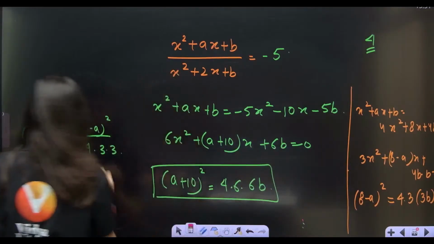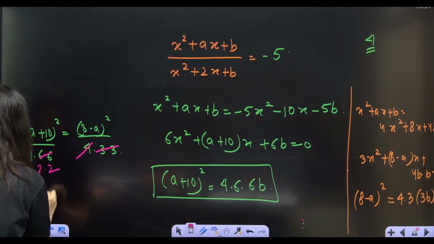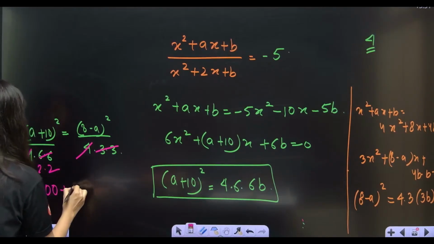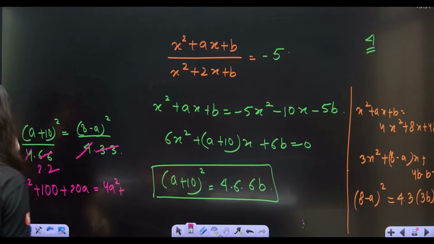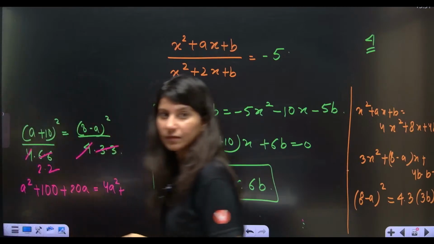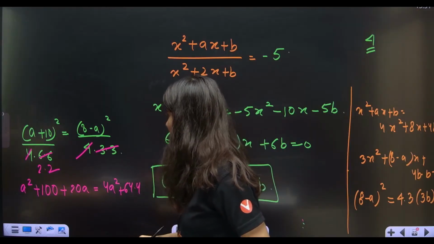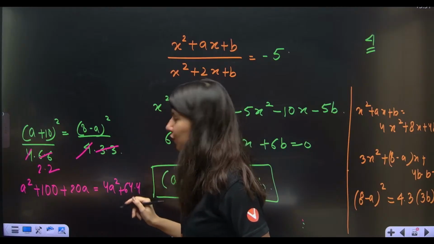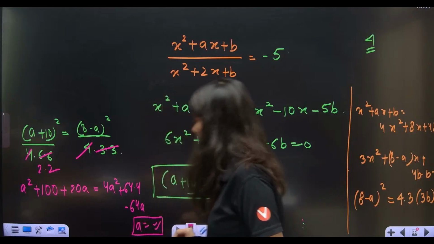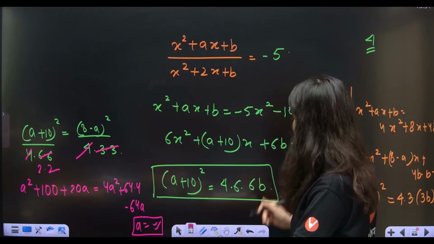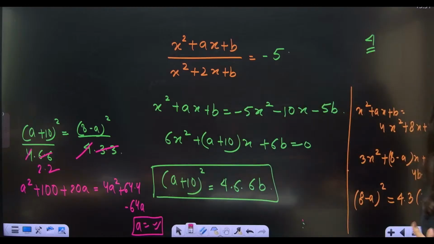Obviously, 4 cancels. 3 and this is 2. So a square plus 100 plus 20a is equal to 4a square plus 64 into 4, and minus 16 into 4, so minus 64a. So from here you can get the value of a. And once you get the value of a, you will get the value of b also and your question will be done. Okay. Yes, this was a slightly lengthy question, I would say.